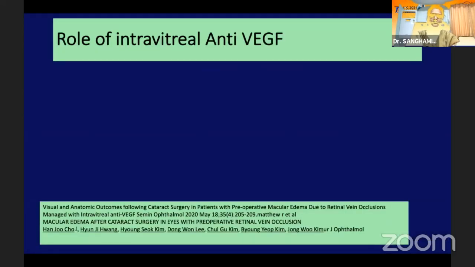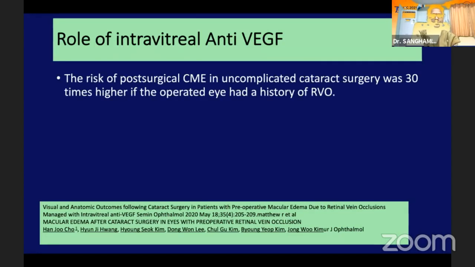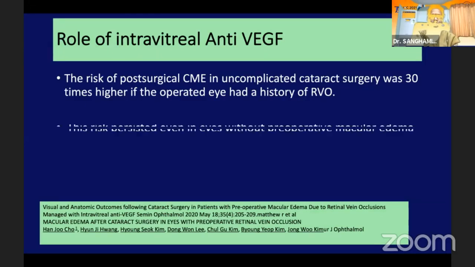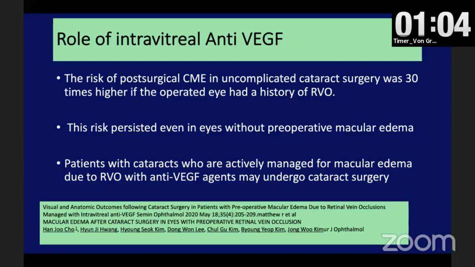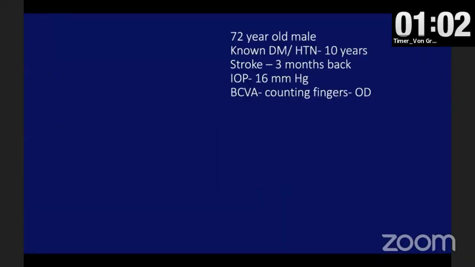Now, the role of anti-VEGFs in RVO is well established in the literature. The risk of post-surgical CME in uncomplicated cataract surgery was 30 times higher if the operated eye had a history of RVO, and this risk persisted even in eyes without preoperative macular edema. Patients with cataract who are actively managed for macular edema due to RVO with anti-VEGF do well after cataract surgery.